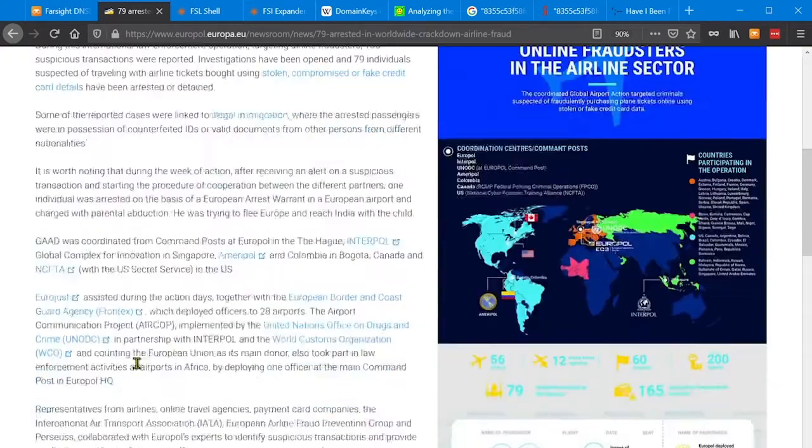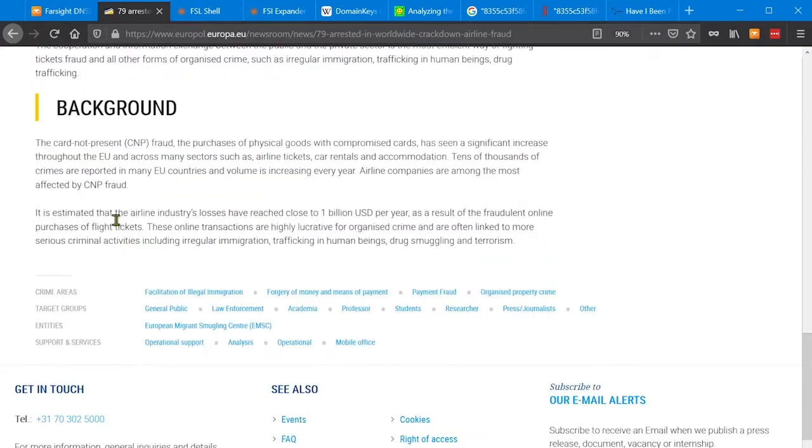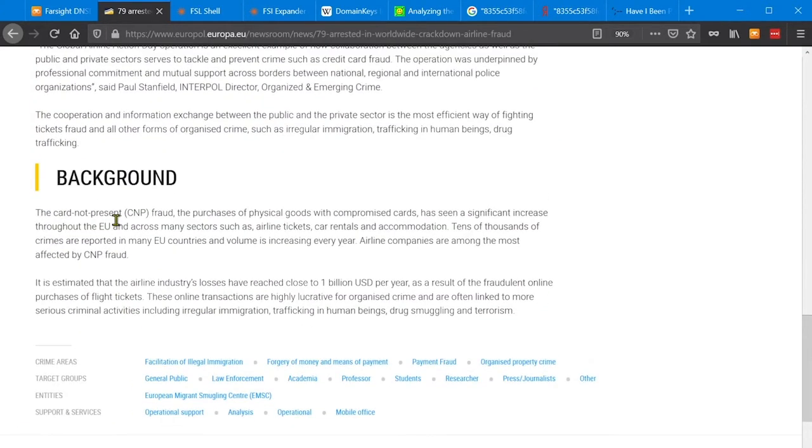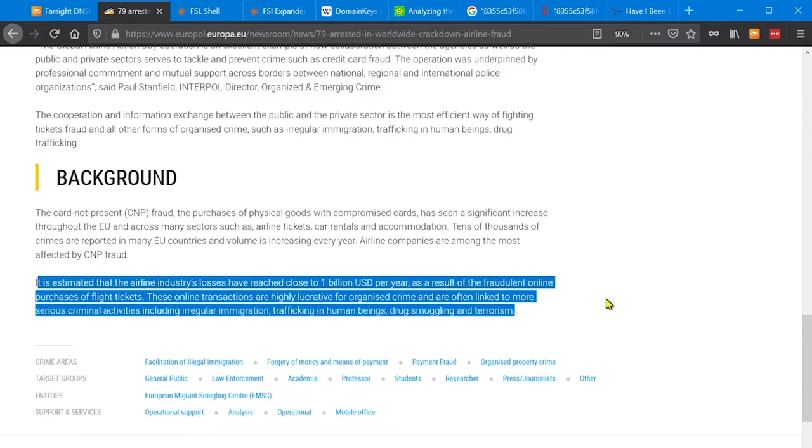The fraud scheme was relatively simple. The criminals were buying airline tickets with stolen credit card numbers and then they resold them online with name changing, which was allowed at that time. As you can see from the report, the issue was costing airlines over $1 billion a year.